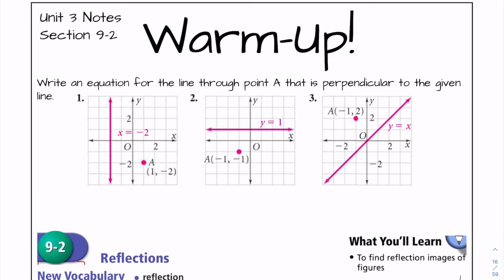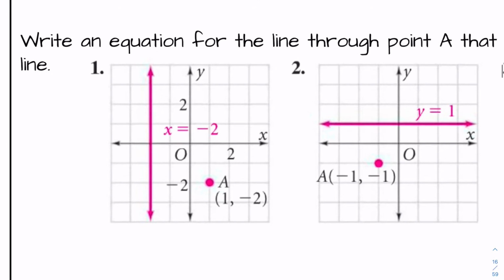So, write an equation for a line through point A that is perpendicular to the given line. So here we have x equals -2, and we have point A. So what I'm going to do is draw what appears to be a perpendicular line, and it's going to go right through point A. And the question is, what is that line? That line is, let me put arrows on it, y equals -2.